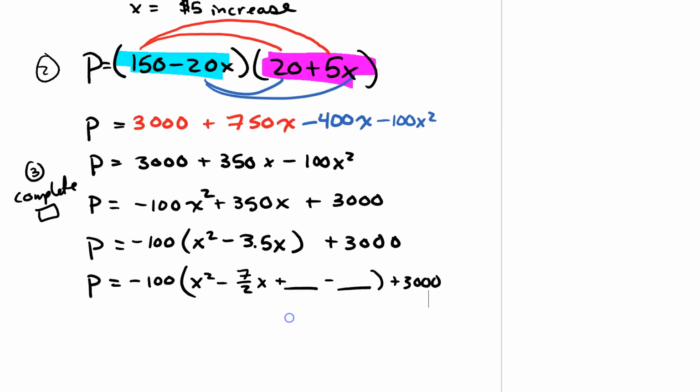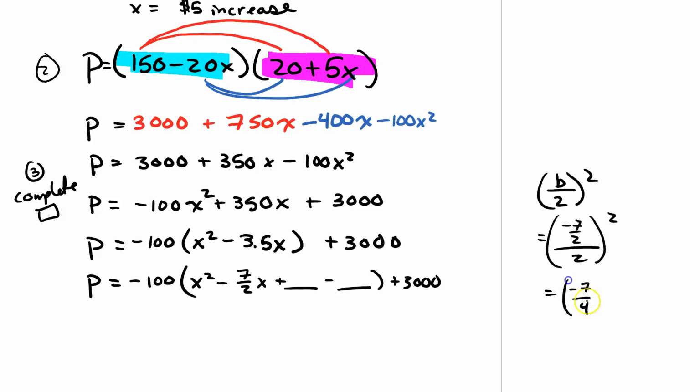I'm just going to do a little bit of side work. I know that this is going to be (b/2)², which is (-7/2)/2 squared, which is going to be (-7/4) squared. Keep this in mind because that's going to help us in factoring. So that's going to be 49/16.